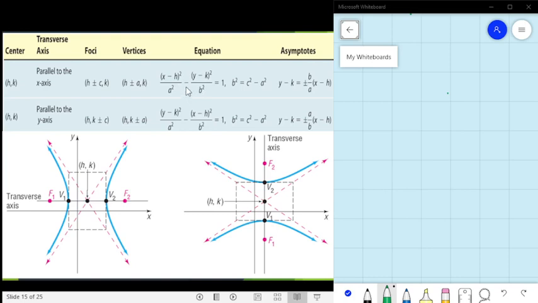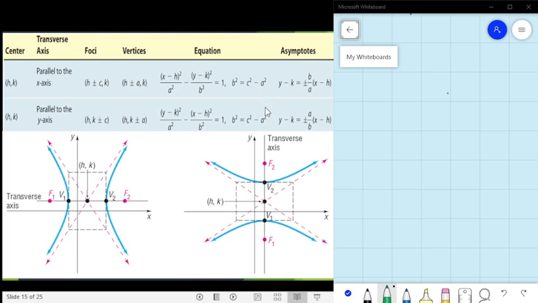Okay, so ug atong tan-awon the same ra sa ellipse, but minus lamang ang operation between x minus h squared and y minus k squared. And then another thing is the formula to find the b is b squared equals c squared minus a squared. Si c may taas, so si a ay minusan.